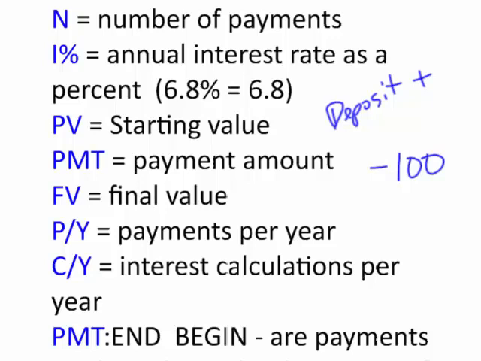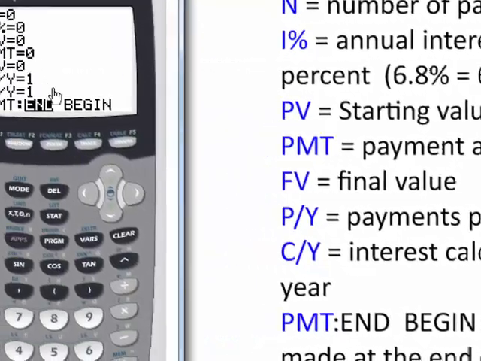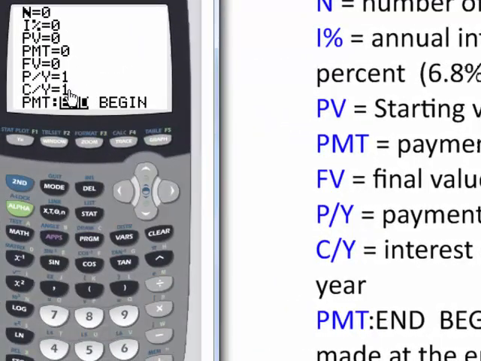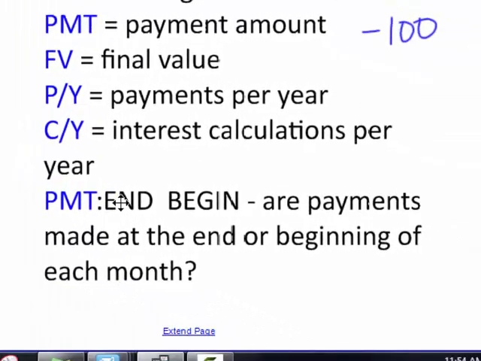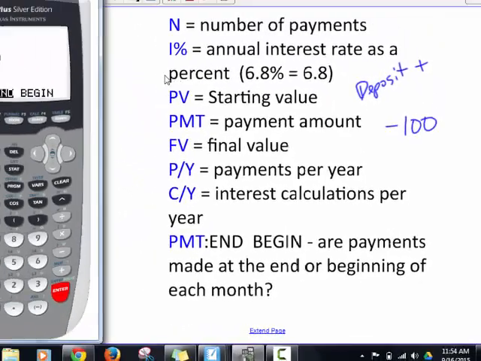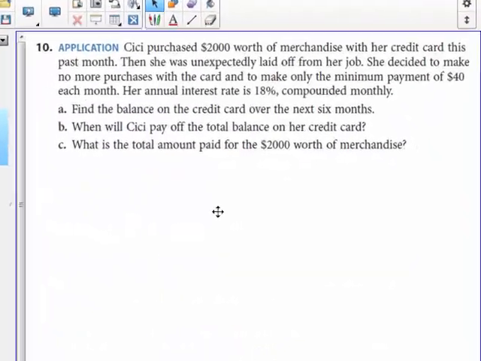FV is your final value, and P/Y and C/Y. P stands for payments per year, and C stands for calculations on your interest per year. So that's where your compounded comes into play. Compounded goes here, so if it's monthly, this would be 12. If you're making a payment each month, this would be 12. And then usually we go with end instead of begin, but it just stands for the payment. Is it made at the end or the beginning of each month? Sometimes if you deposit, you might do it at the beginning, but we'll use the end for the most part. All right, let's look at an example so this makes sense.